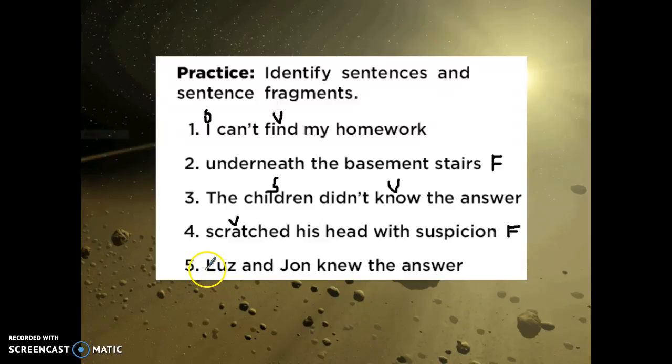And number 5, Luz and John know the answer. All right, root out, ask, is there a verb? Yep, it's a mind one. Knew. Who or what knew? There are 2 subjects, John and Luz. This is a complete sentence.